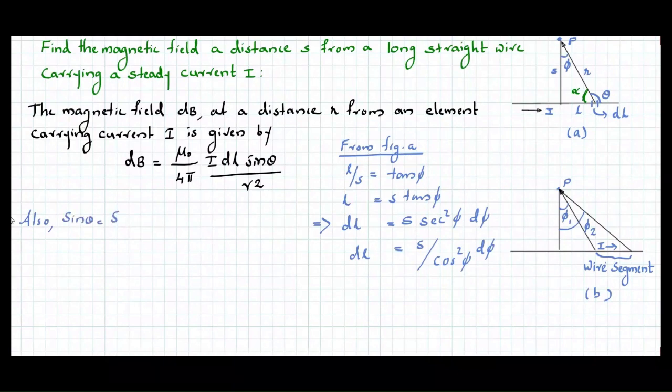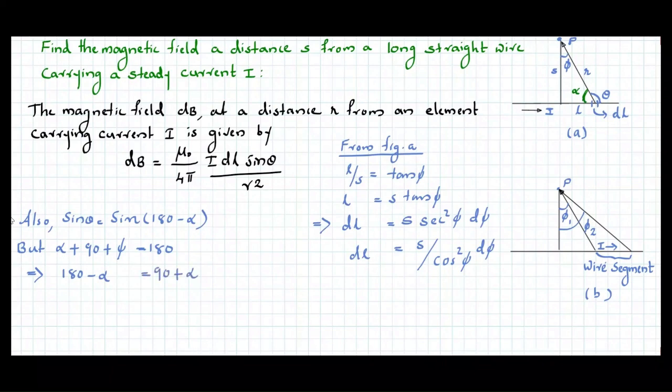From the figure A, we can see that theta is nothing but 180 minus alpha. Also from the triangle, as you have seen in the figure A, alpha plus 90 plus phi is equal to 180. Therefore, 180 minus alpha is equal to 90 plus phi. Therefore, sin theta is equal to sin of 90 plus phi. We know that sin of 90 plus phi is cos phi. Therefore, sin theta is nothing but cos phi.